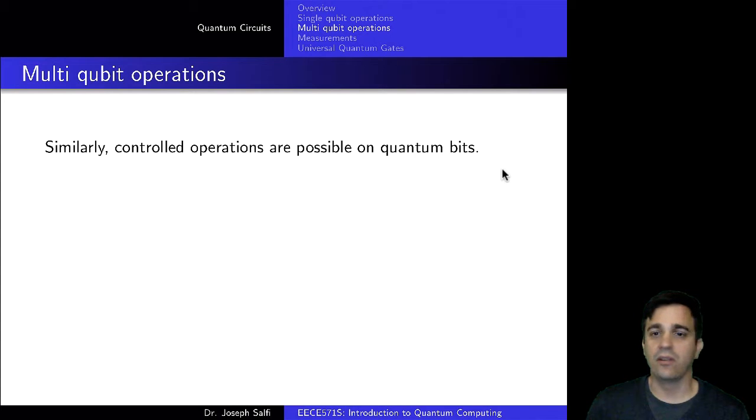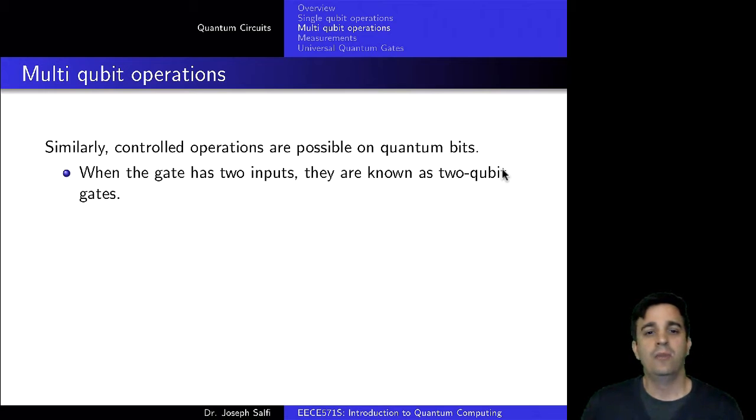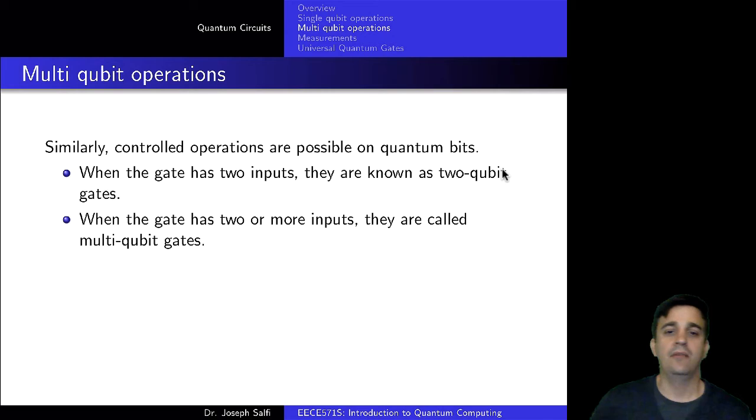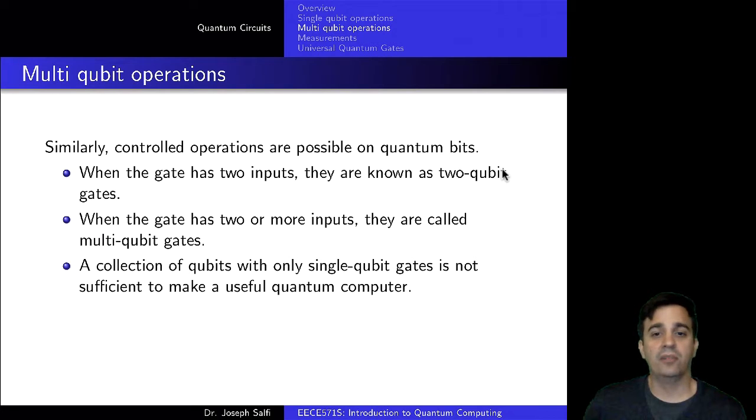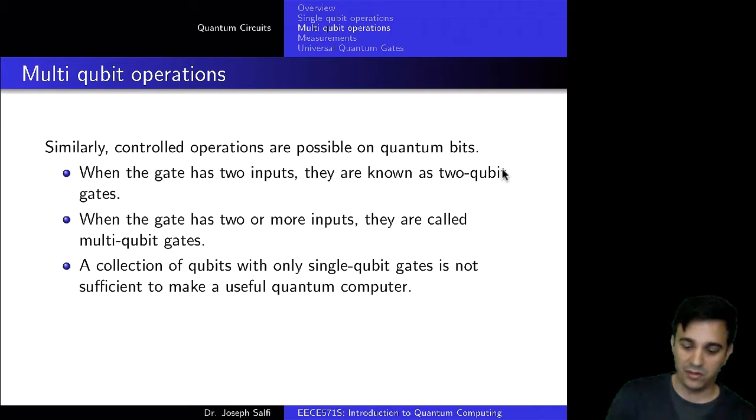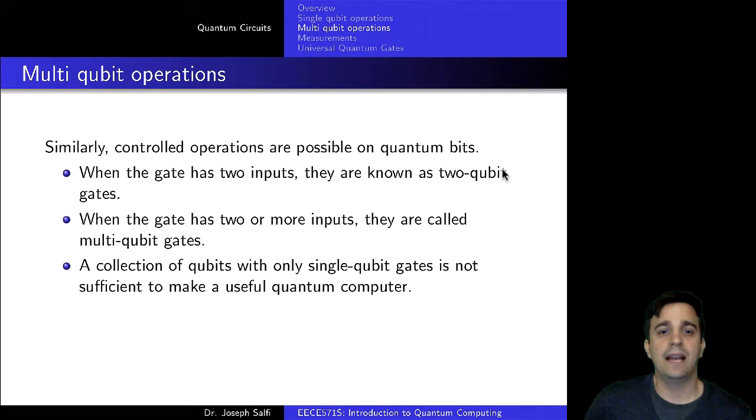Controlled operations are also possible on quantum bits. When a gate has 2 inputs, they are known as 2-qubit gates. And when a gate has 2 or more inputs, we call them multi-qubit gates. A collection of qubits with only single qubit gates is not sufficient to make a useful quantum computer. This is a very important statement because it tells us that we need multi-qubit gates in order to take advantage of the power of quantum computing.